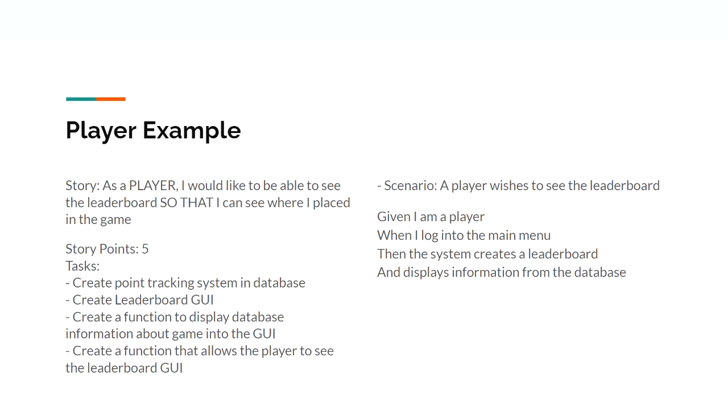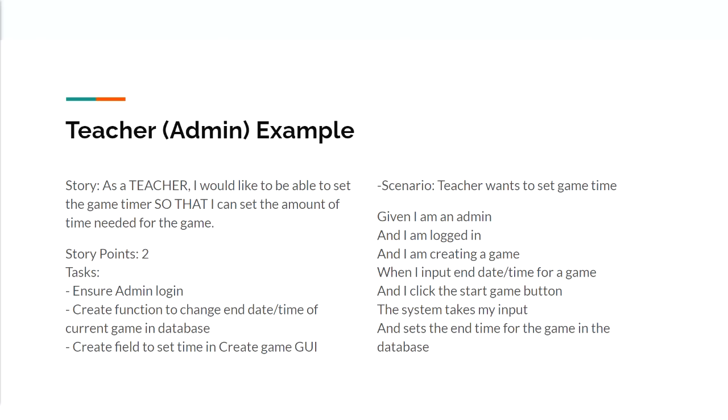Here's an example of a player use case. The story is, as a player, I would like to be able to see the leaderboard so that I can see where I placed in the game. There's an estimated effort value along with tasks needed to complete said use case. Along with this, there's an acceptance criteria scenario given. Given I am a player, when I log into the main menu, then the system will create a leaderboard and display information from the database into the leaderboard.